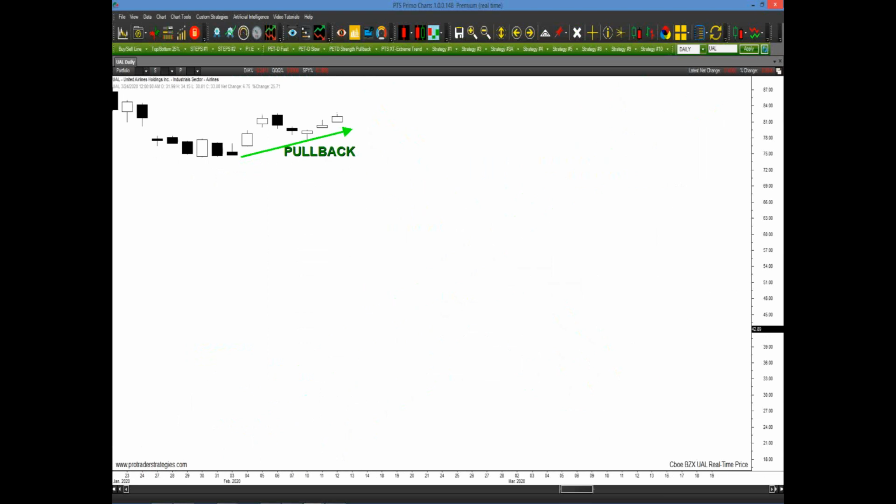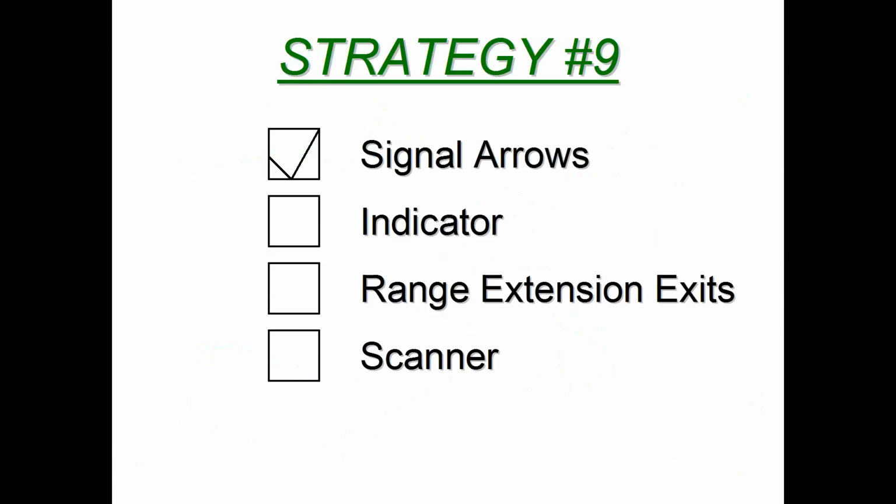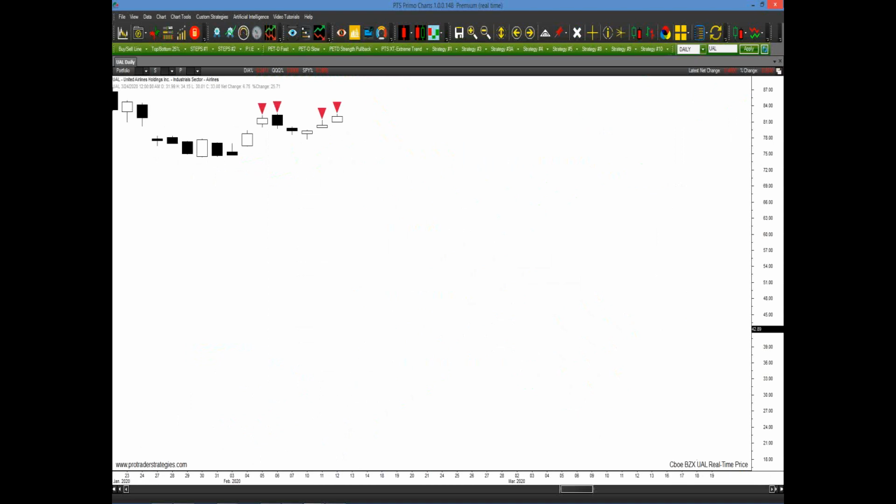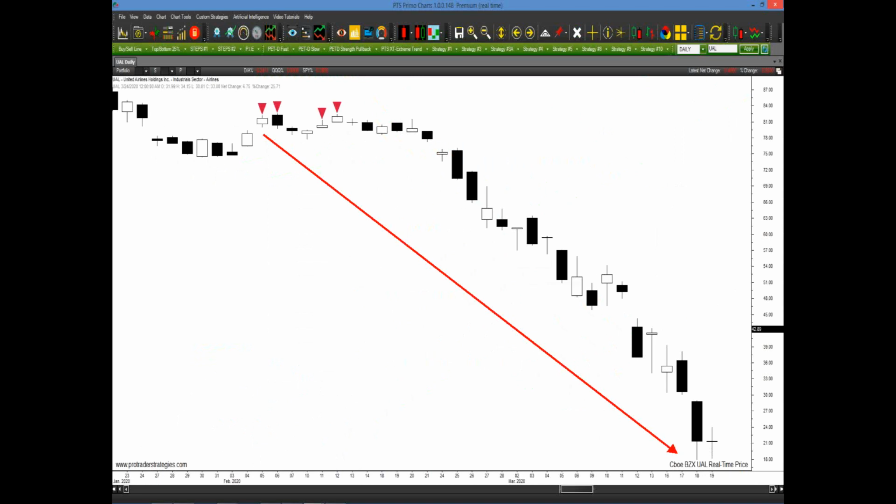Now, once you've taken the course and you've studied all the rules for entry, let's say you say to yourself, wow, I see a number of sell signals here. But just so that you make sure you check your work, you click on the strategy number 9 tab, click on signal arrows, and the arrows will appear. And guess what? You're right. You're starting to learn how to properly identify a valid strategy number 9 setup. Now, had you decided to go short, that would have been a great idea, because look what happened to United Airlines, okay? Now, those are older examples for educational purposes.